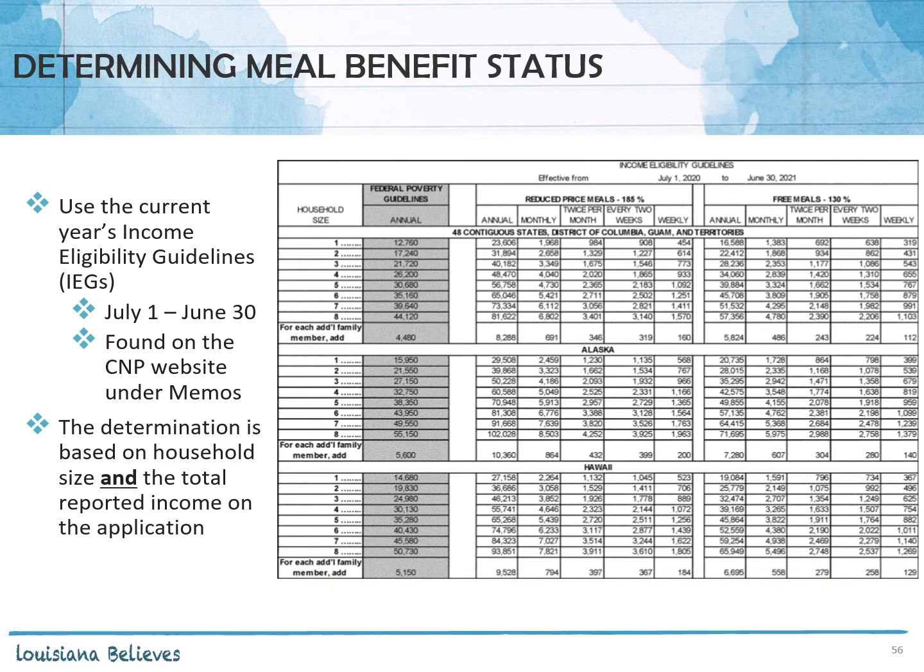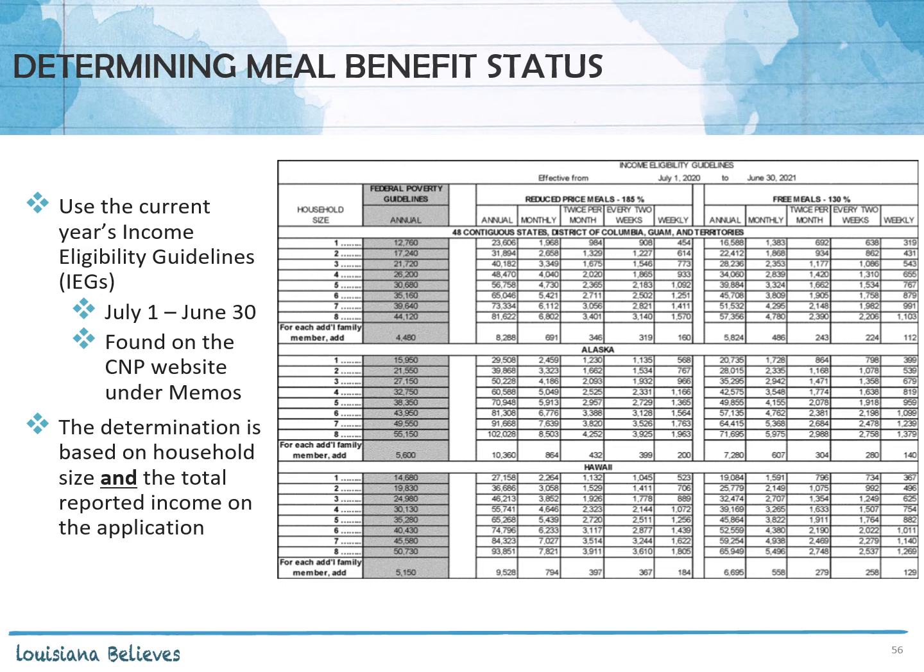When determining the meal benefit status on income applications, you will use the current year's Income Eligibility Guidelines, or IEGs. They're established for each school year, defined as July 1st through June 30th. You can find the most current IEGs on the CMP website under Memos. Household size and total income reported on the application are the basis for the IEGs.